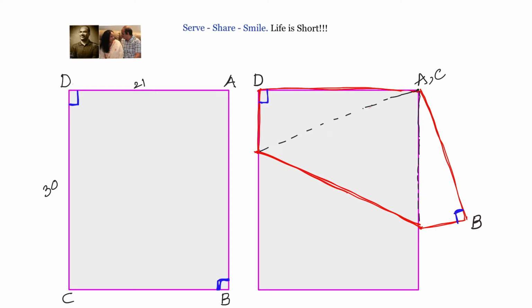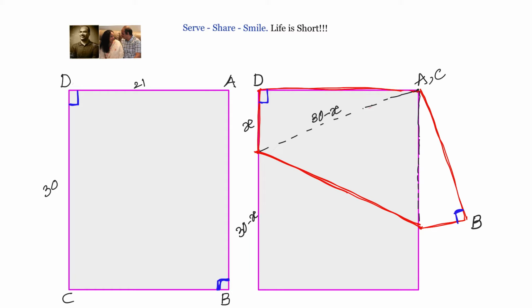So when we try to fold the sheet such that A and C coincide, this is the pentagon we will be looking at. Now we know this is 21 and we know the total is 30. We don't know what this value is, so let us say that value equals x. If that is x, then the left out value will be 30 minus x. But when we are folding, we know that 30 minus x will be equal to this 30 minus x.